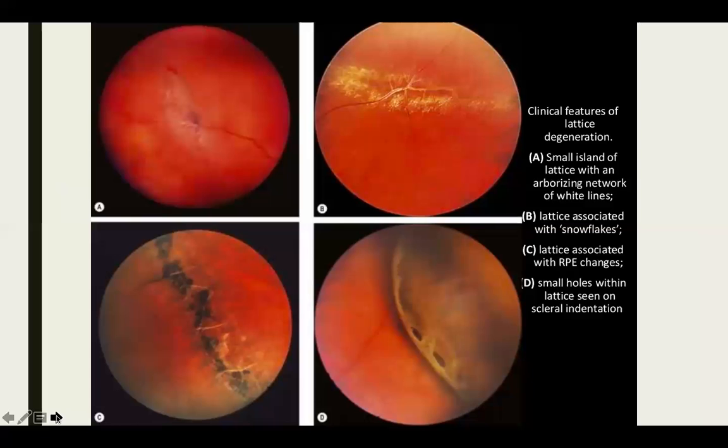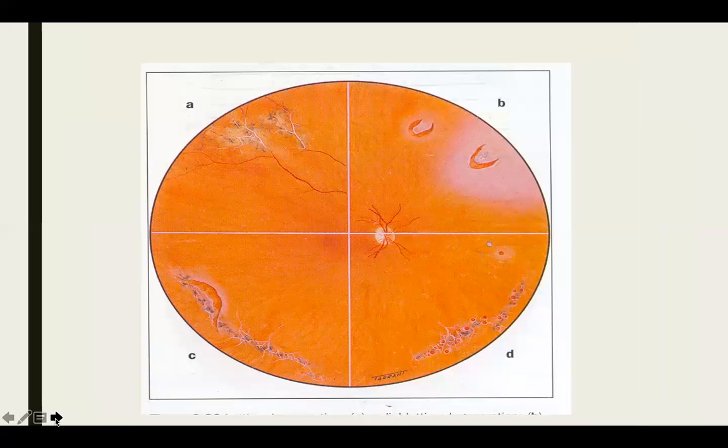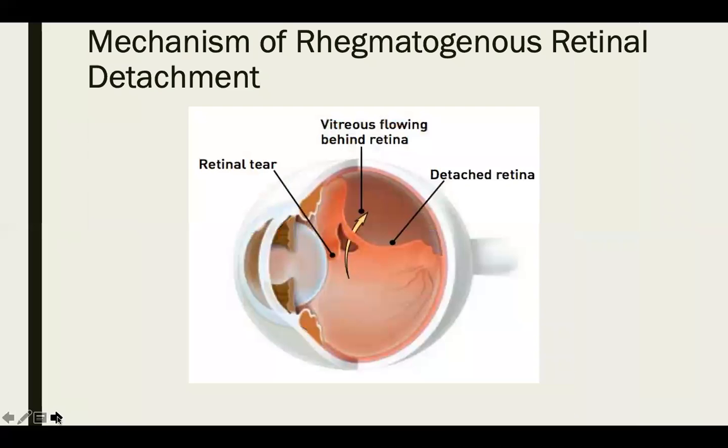Again, we discussed last time that there are various types of degenerations. These are all lattice degenerations, snowflake degeneration. These are breaks or holes within the lattice degenerations, and these are the weak areas of the retina, and the vitreous attachment is strong for these regions. These are the different breaks, U-tear. These are the degenerations.